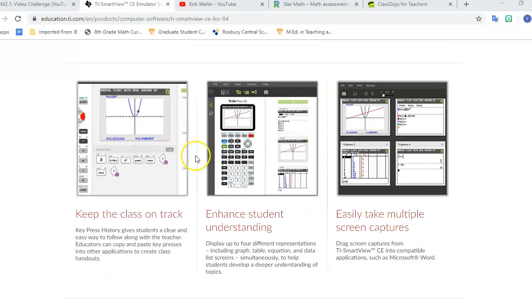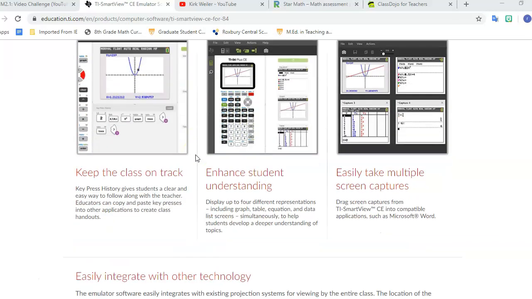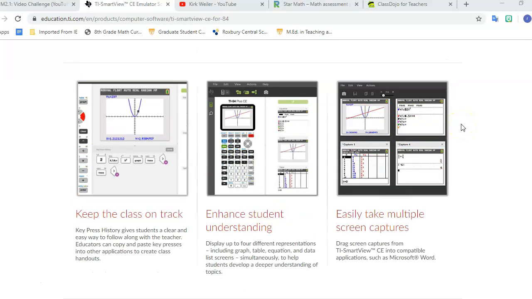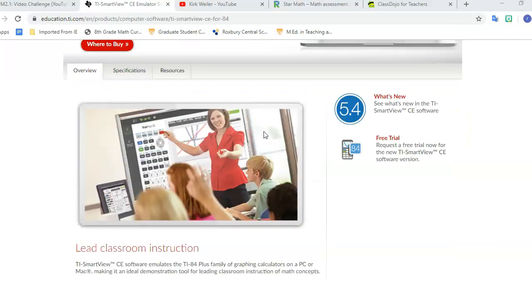So the SmartView emulator comes in handy a lot with demonstrating what keys to push, how to access certain things, and then it also allows me to take screenshots so that I can create cheat sheets for my students to keep in their notes.